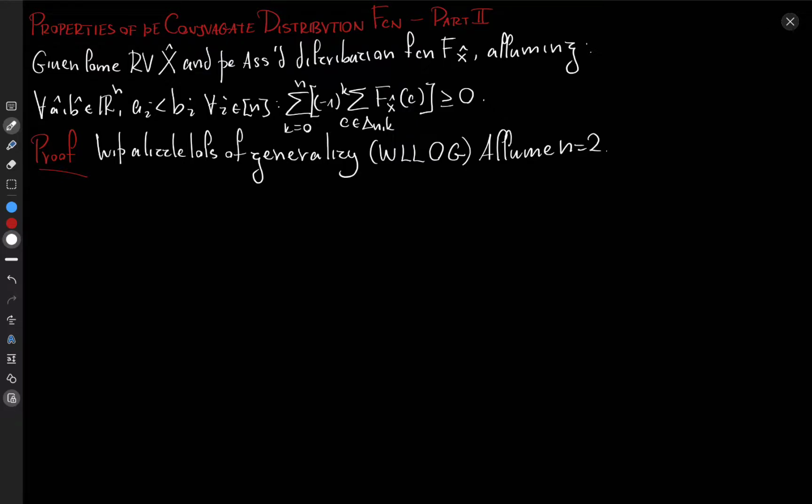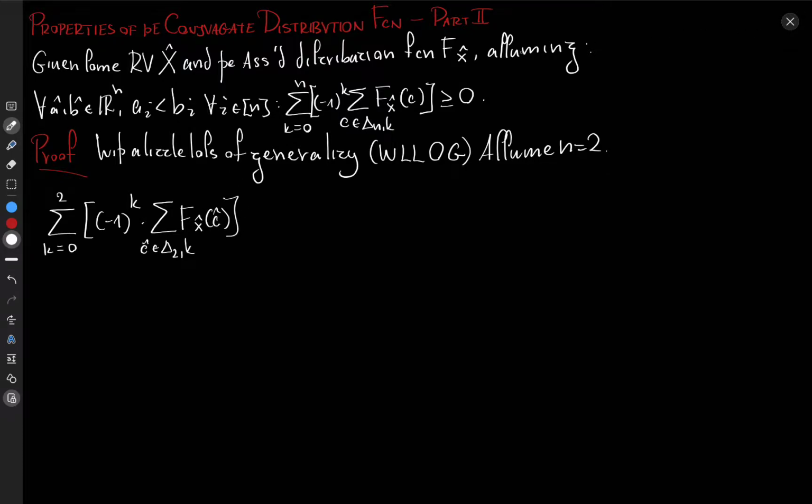Now, alright, so with the view that n is equal to 2, we write that we have the outer sum ranging through 0 to 2 of the negative 1 raised to the power of k times the sum, where we have vector c iterating through the delta set 2k, where k is the index from the outer sum, Fx of c.